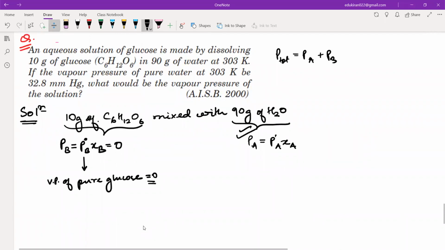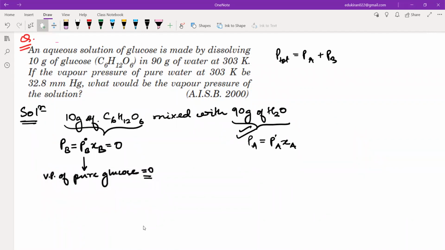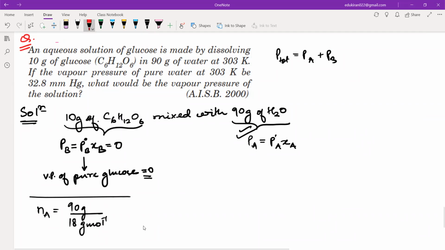So we need to calculate the number of moles of both glucose and water in order to calculate the mole fraction of A. Number of moles of A will be equal to 90 gram divided by 18 grams per mole. So this will be equal to how much? 90 upon 18. 5 mole.